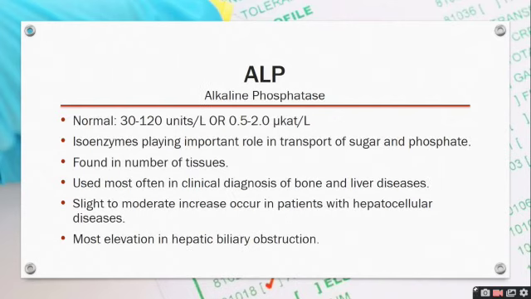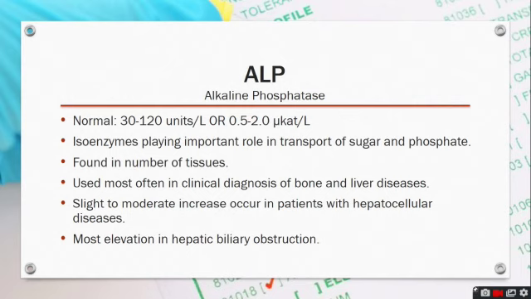So now let's discuss the next enzyme, that is ALP. ALP is the abbreviated form and the full name is alkaline phosphatase. The normal value of ALP is 30 to 120 units per liter or 0.5 to 2 microkatal per liter. ALP constitutes a large group of isoenzymes that play an important role in sugar and phosphate transportation.